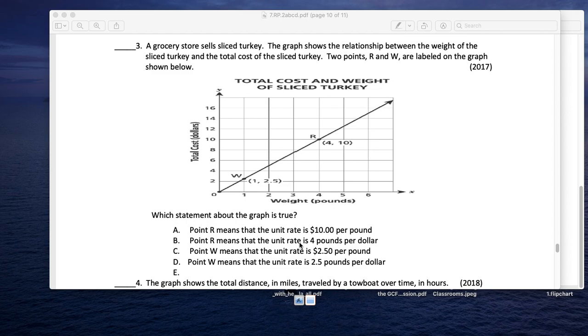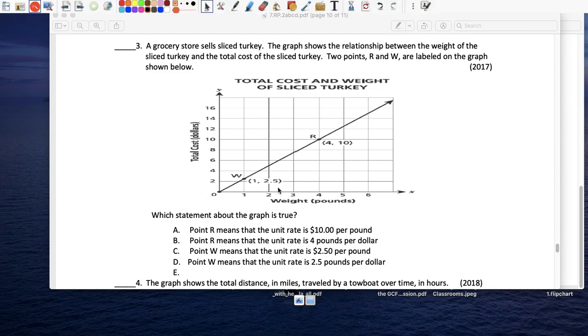Okay, groceries, sliced turkey, total cost, 2 points, R and W. Which statement about the graph is true? Point R means the unit rate. Well, let's find the unit rate. First of all, the unit rate is this guy right here. Right? So is point R the unit rate? No, don't even bother reading. Point R means the unit rate's $4 per 4 pounds per dollar.